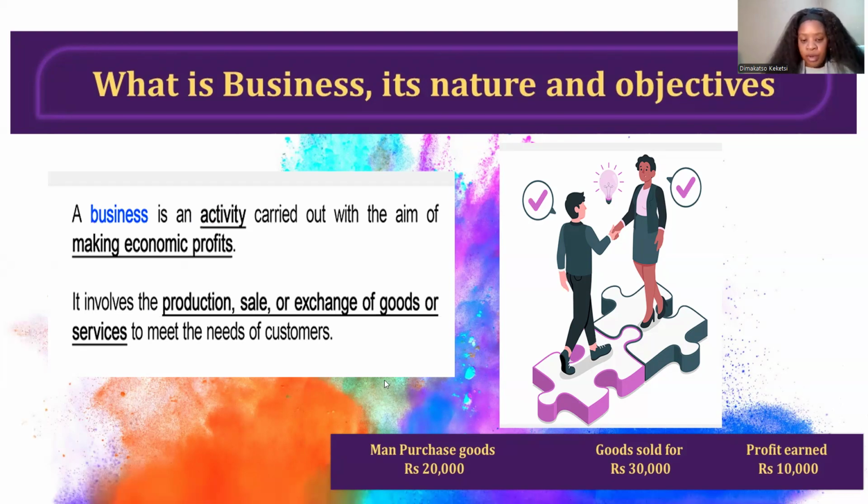So I have a good example here. A man purchases goods for 20,000 rand. The goods are sold for 30,000 rand. So the profit that was earned from that is 10,000 rand. So we need to understand what a profit is, which is the extra money that we made from rendering our service or from selling the goods.